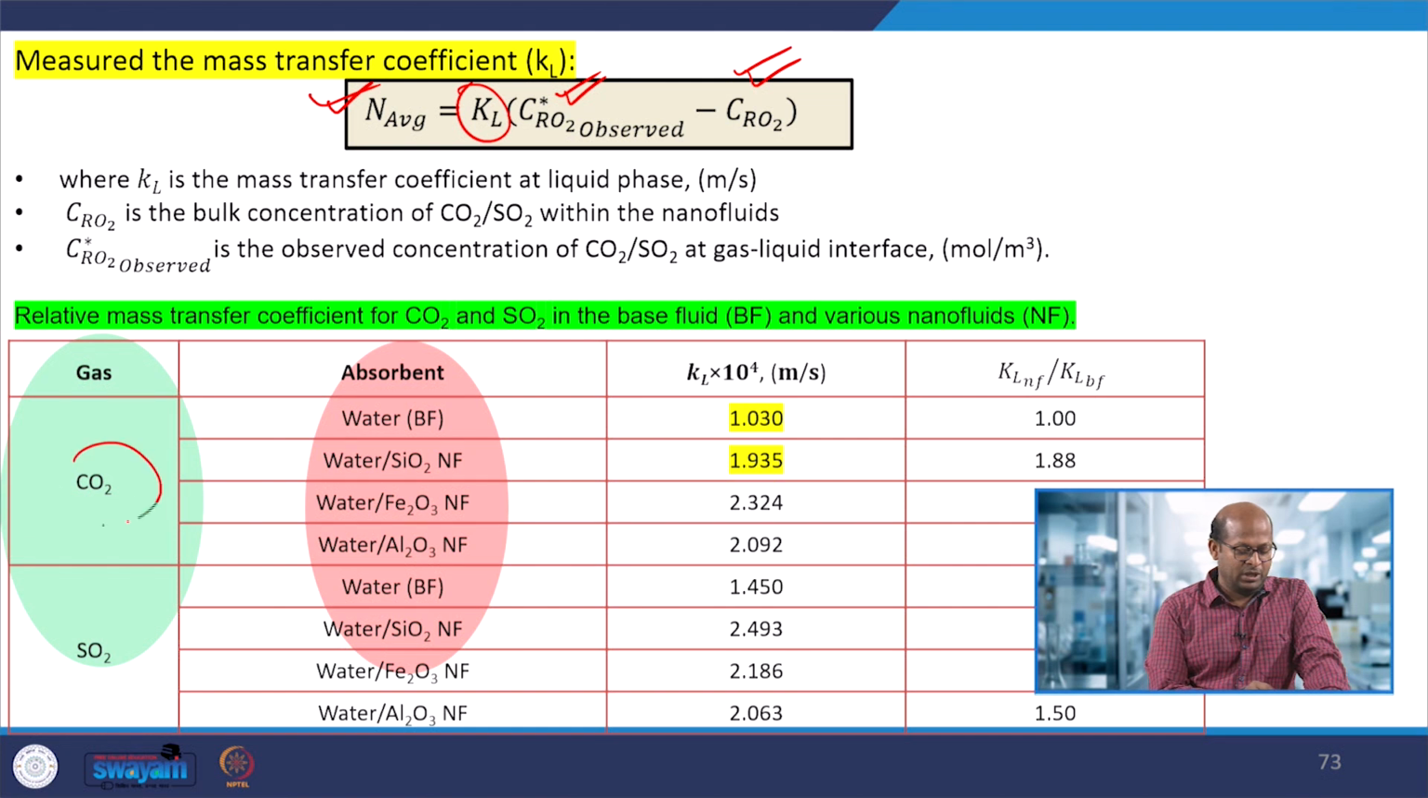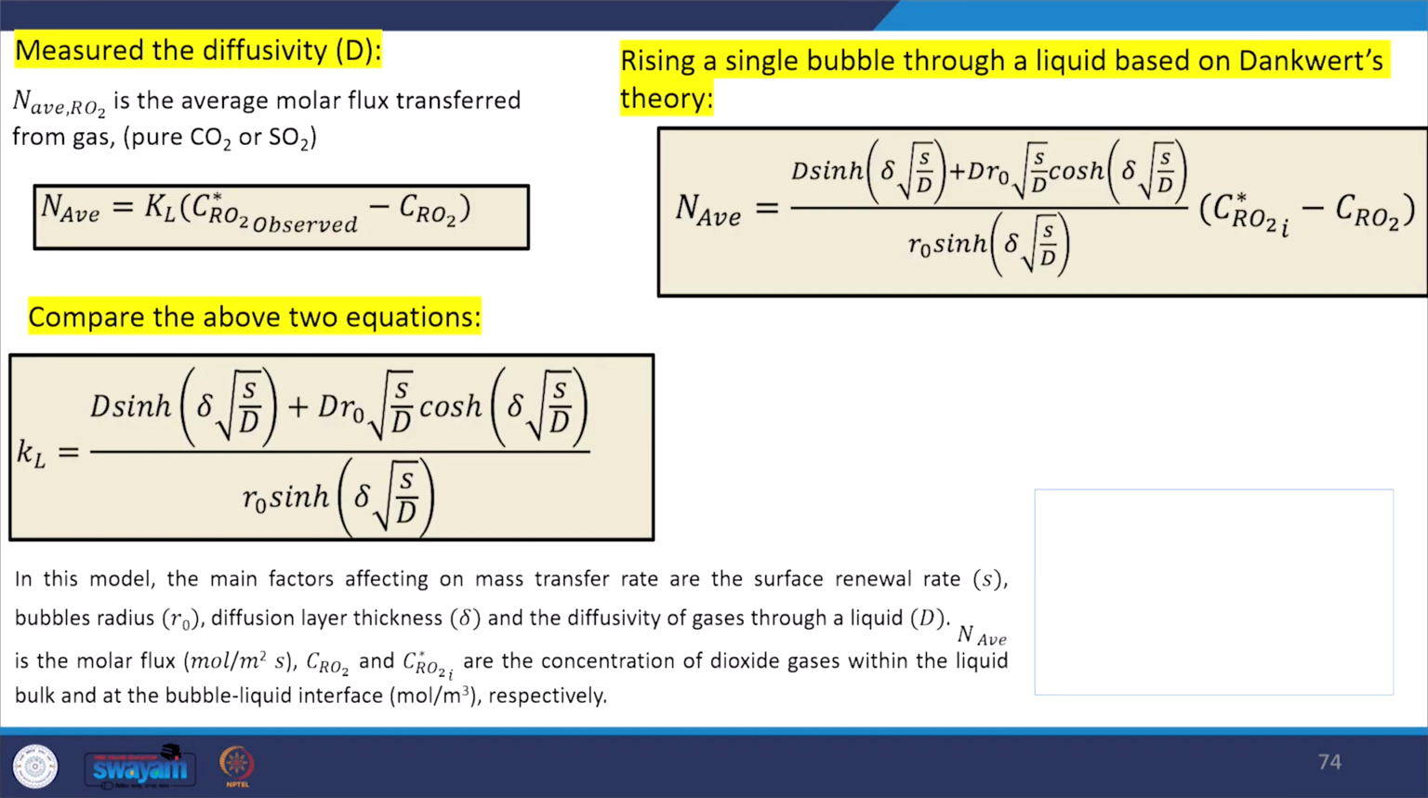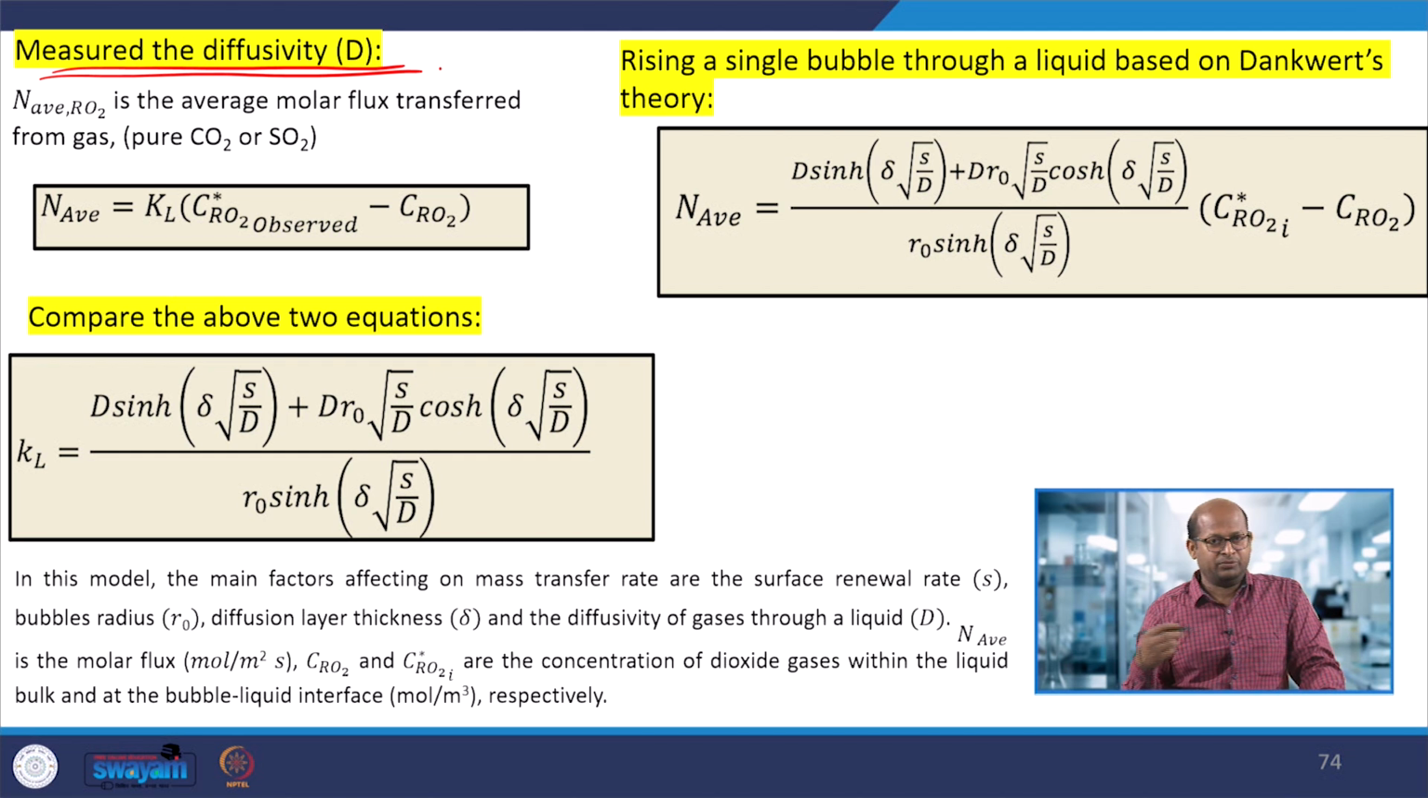So here you can see, for a particular CO2 gas absorption, the base fluid was water, and the mass transfer coefficient KL you can see is 1.030. When silicon dioxide, SiO2, nanofluid was used, prepared as water silicon dioxide nanofluid, you can see the enhancement of the mass transfer coefficient from 1 to 1.935. So that is actually the role of nanoparticles: preparing the nanofluids enhances the mass transfer coefficient, and as a result enhances the rate of mass transfer, when we are using nanofluids instead of base fluids.